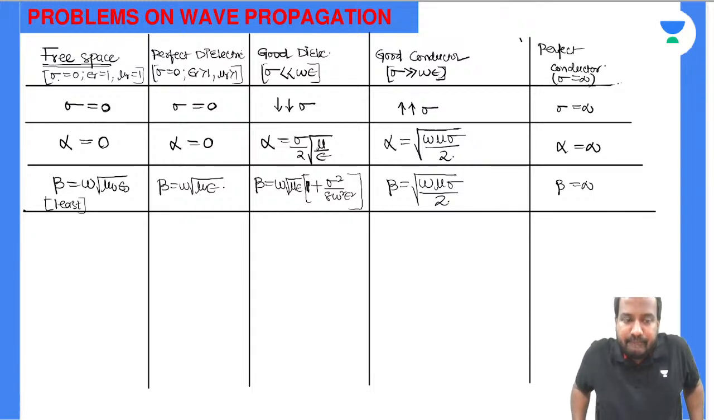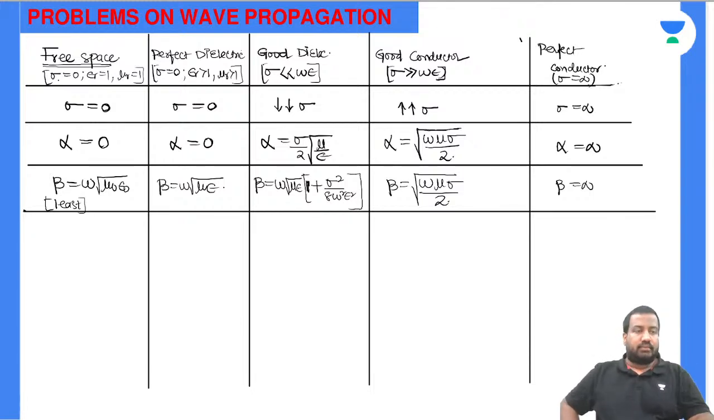Is it clear? Okay. Next. Sigma, alpha, beta is done.